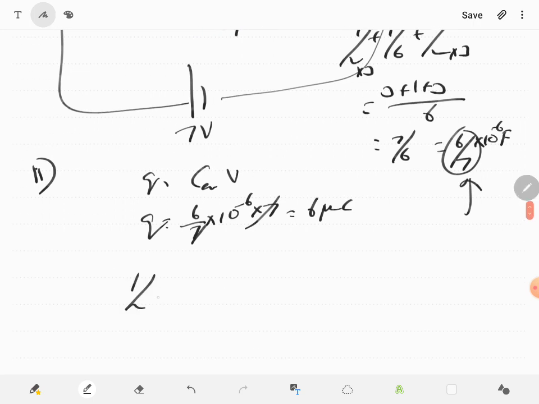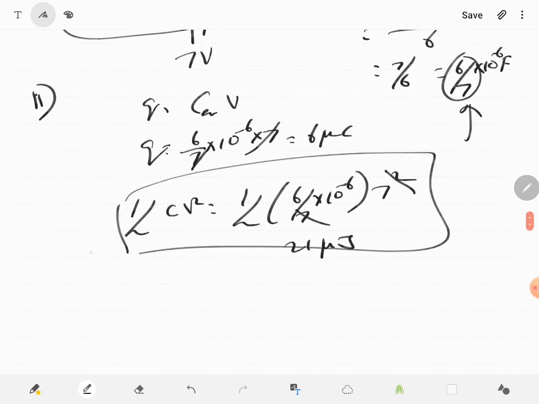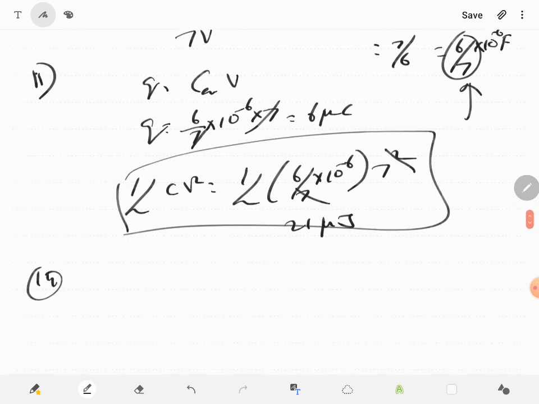Energy stored is half CV square, which is half into 6 by 7 into 10 to the power minus 6 into V square, which is 7 square. One of the 7 and 7 get cancelled. 7 sixes are 42, so 21 microjoule will be the energy stored in the system. So let's go to the 14th question.